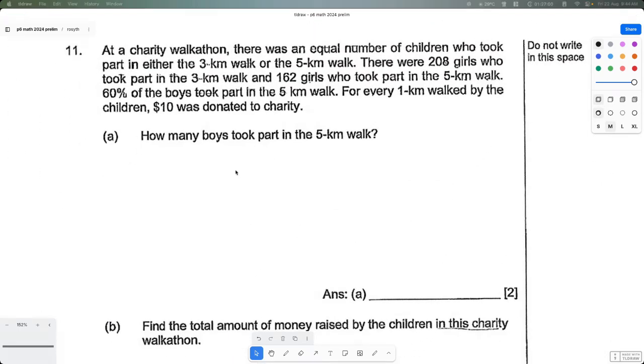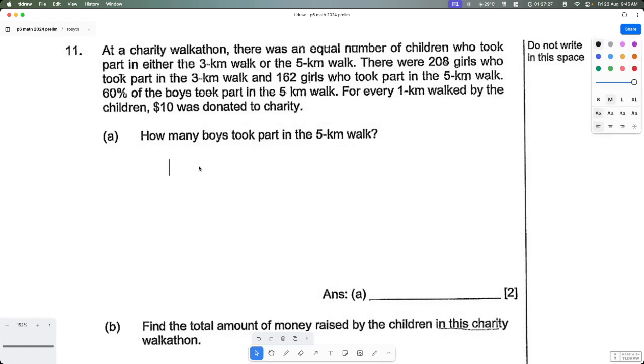Question 11. All right, so question 11. At a charity walkathon, there was an equal number of children who took part in either the 3 km or 5 km walk. There were 200 girls who took part in the 3 km walk and 162 girls who took part in the 5 km walk. 60% of the boys took part in the 5 km walk. For every 1 km walk by the children, $100 was donated to charity. How many boys took part in the 5 km walk?